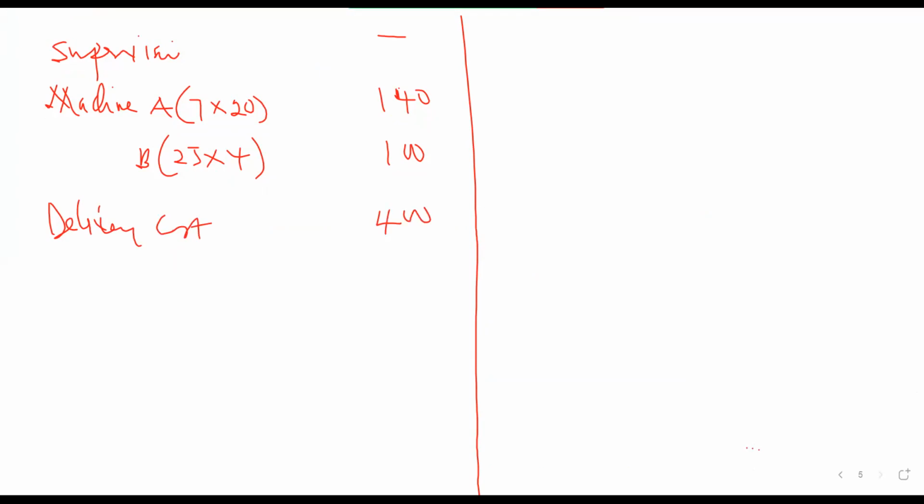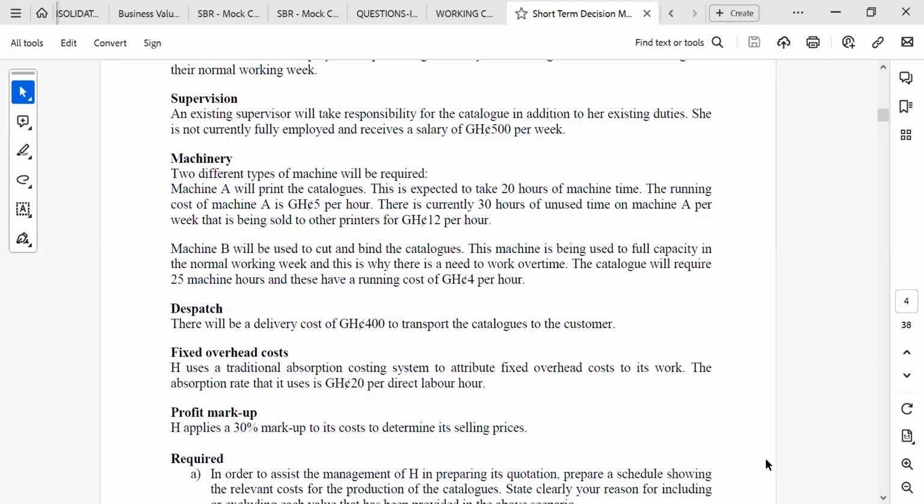All right. Let's come to fixed overheads. H uses a traditional absorption costing system to attribute fixed overhead cost to each work. The absorption rate that is used is this one. Do we use absorbed fixed overhead on the fixed cost? Whether you do this or whether you produce only one thing or not, you still incur the same cost. So even without printing this particular catalog, the entity will still incur the what? The fixed cost. So fixed cost is irrelevant over here.